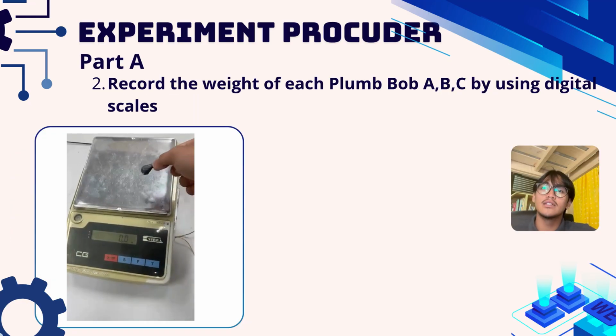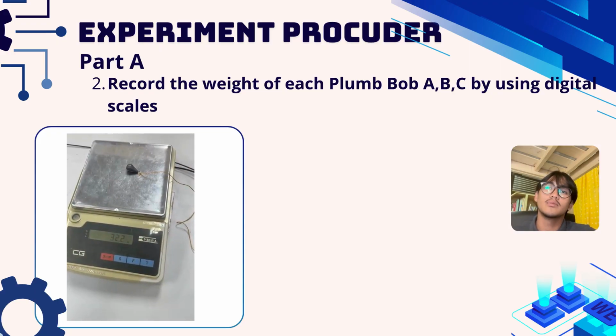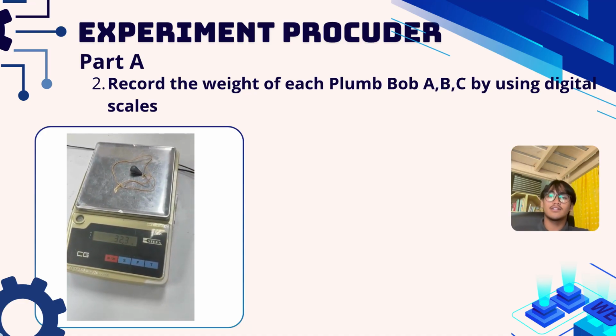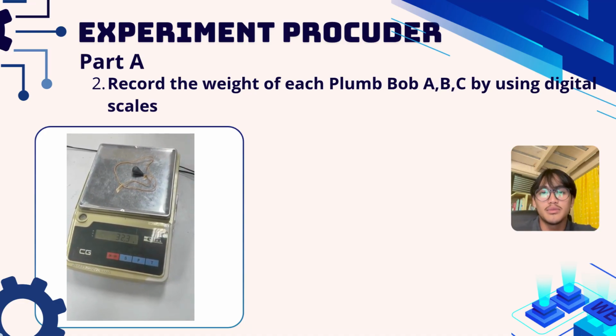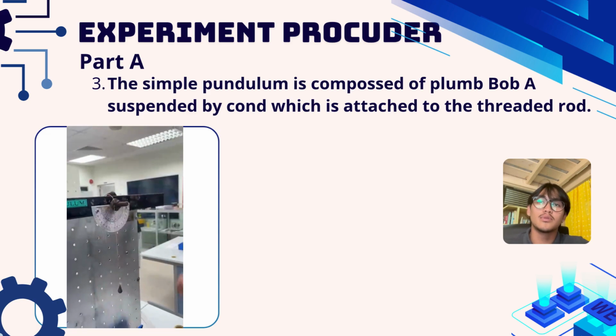Secondly, we have to record the weight of each plumb bob A, B, and C by using a digital scale. After we are done with our measurement, the measurements shown on the digital scale will be jotted down into the experimental data sheet. Moving on, the simple pendulum is composed of plumb bob A suspended by a cone which is attached to the threaded rod.